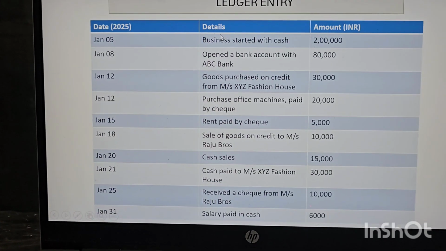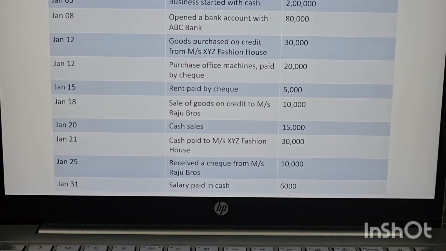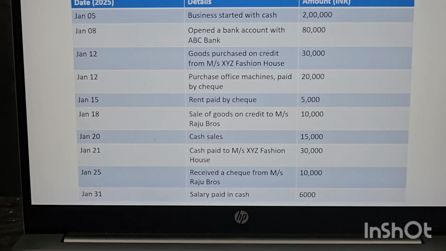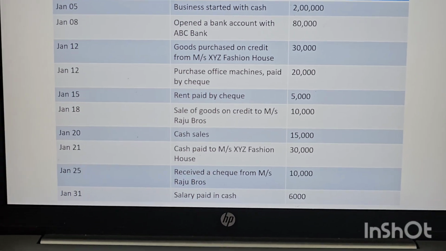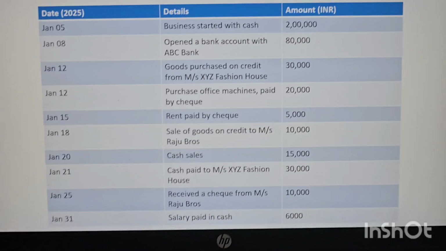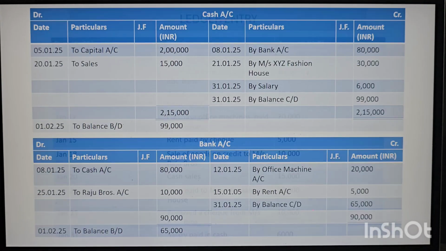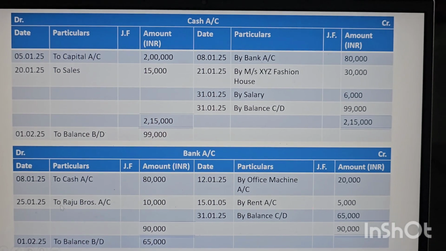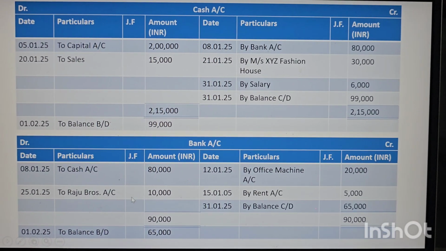Now what is the entry that we have in place? Received check from MS Raju Brothers. Okay, so since we have received the payment through check, that means my bank account is getting involved. So the entry is bank account debit to MS Raju Brothers. Okay, so let's check on the bank account. On the bank account, we see as to Raju Brothers on the debit side, we are debiting the bank account over here, to Raju Brothers account, 10,000.